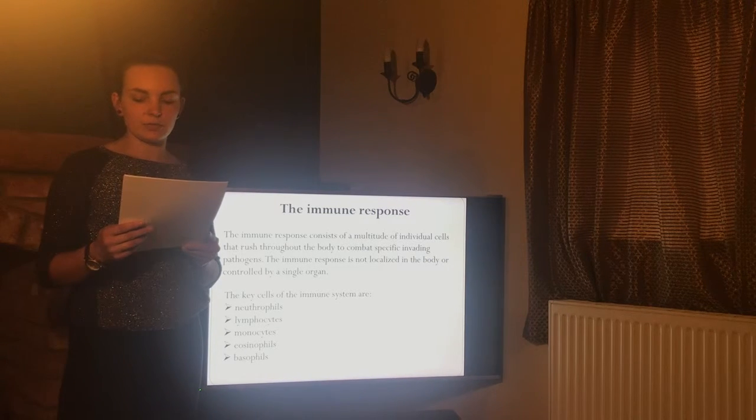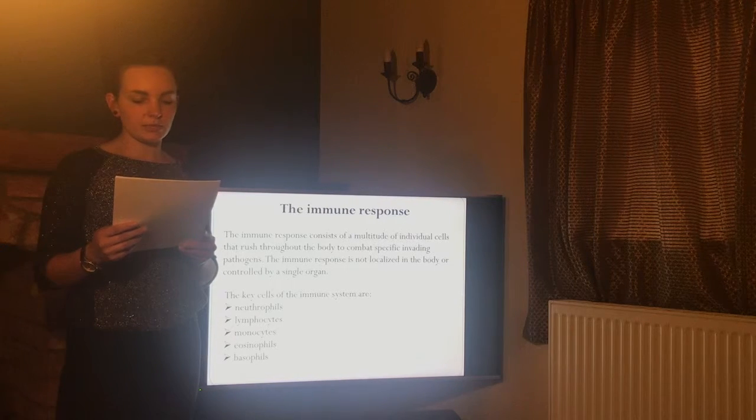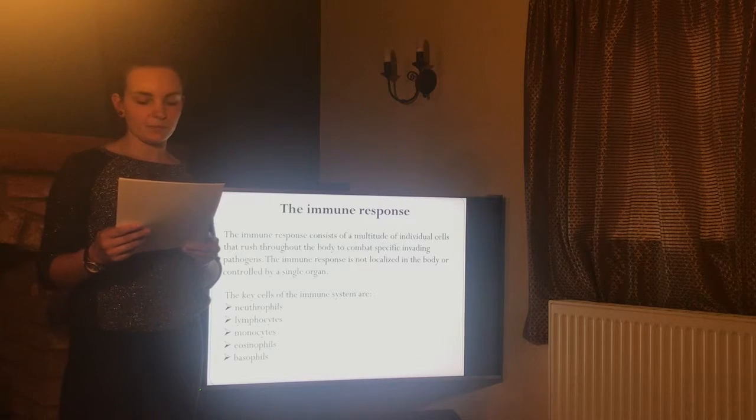Monocytes are the largest of the different types of white blood cells and turn into macrophages when they exit the bloodstream. Their main task is phagocytosis. Eosinophils are important cells in relation to allergies and worm infection. They work by releasing toxins from their granules to kill pathogens, mainly parasites and worms.